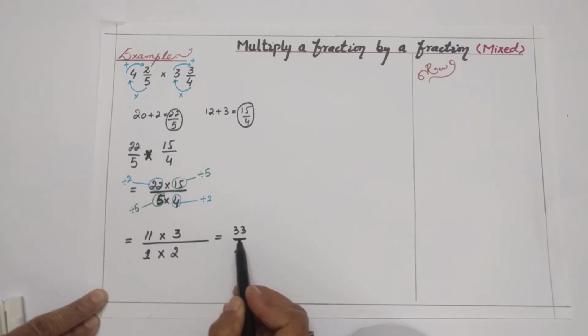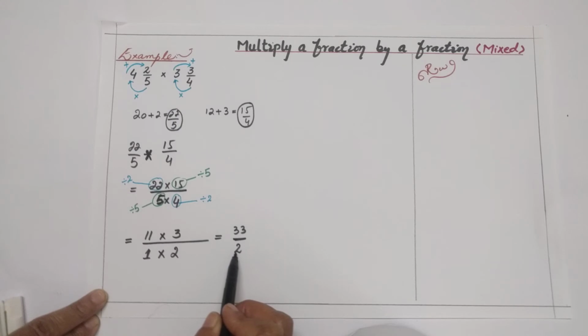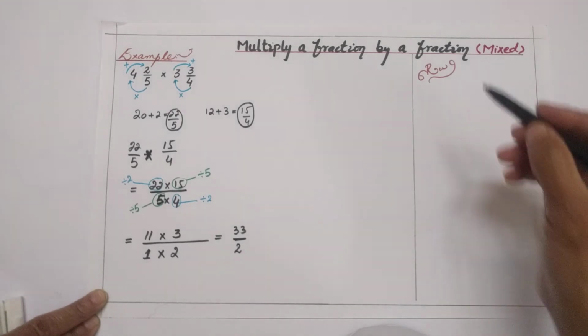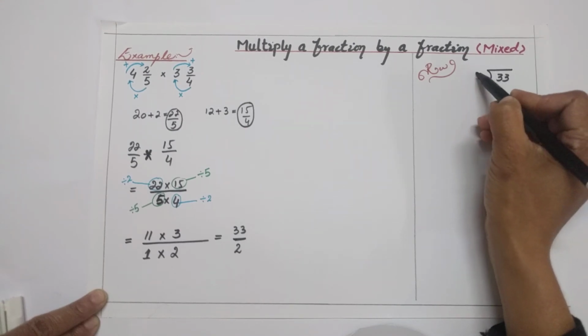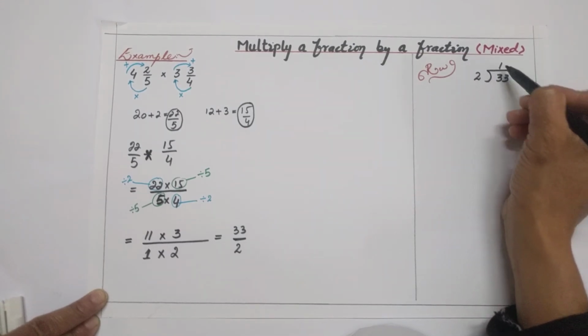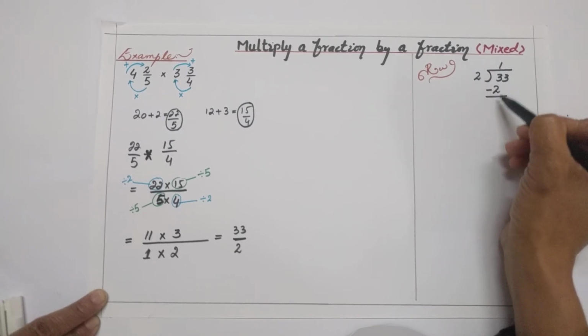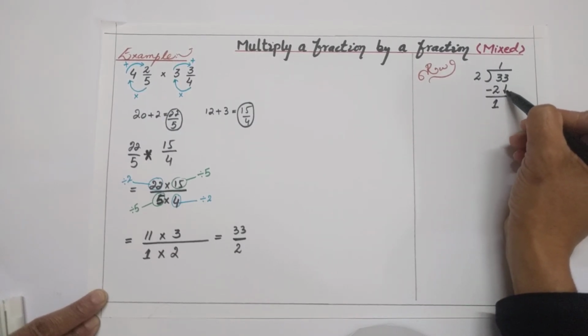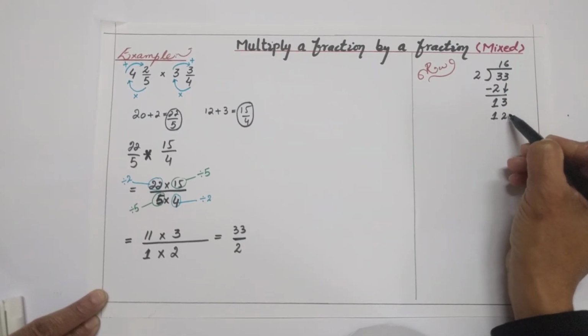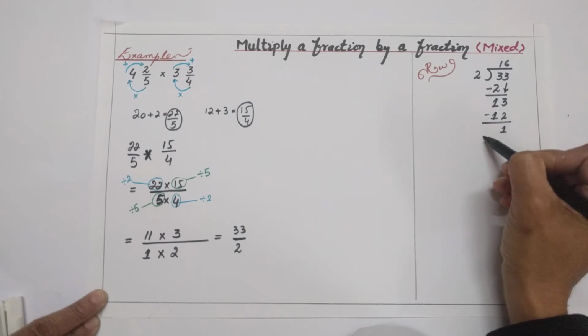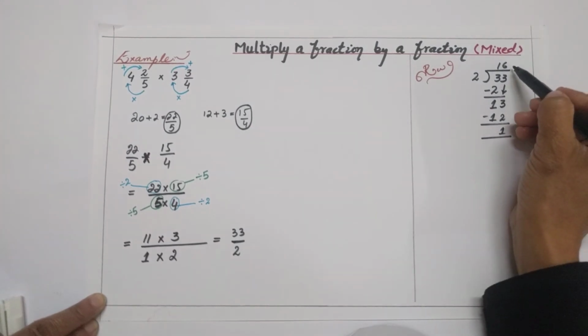Now at the end, if you get an improper fraction, then you have to convert that improper fraction into a mixed fraction. By the division method we can find the mixed fraction. So divide 33 by 2. 2 ones are 2, 3 minus 2 is 1. Then bring down 3, 2 6s are 12, so 13 minus 12 is 1. So we have to write the answer.